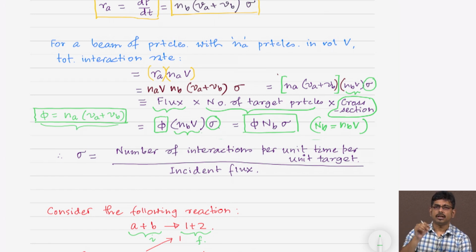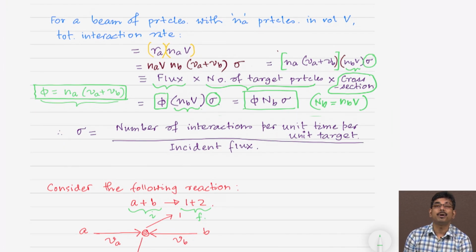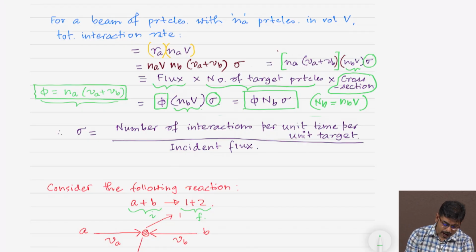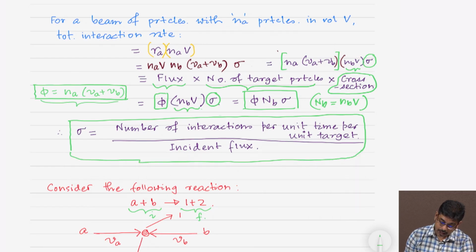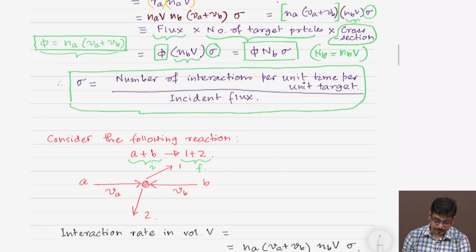So, this brings me to the definition of the cross section. I will say that the cross section is therefore the number of interactions per unit time per unit target divided by the incident flux. So, I divide by this capital N_B, I divide by the flux from the number of interactions, and that is going to define my cross section. So, this is the definition of the cross section: the number of interactions per unit time per unit target divided by the incident flux.